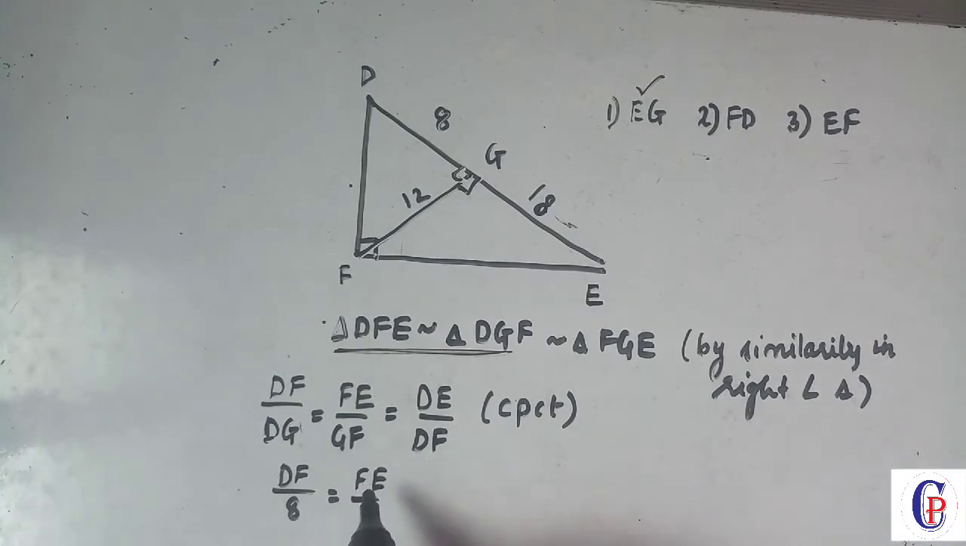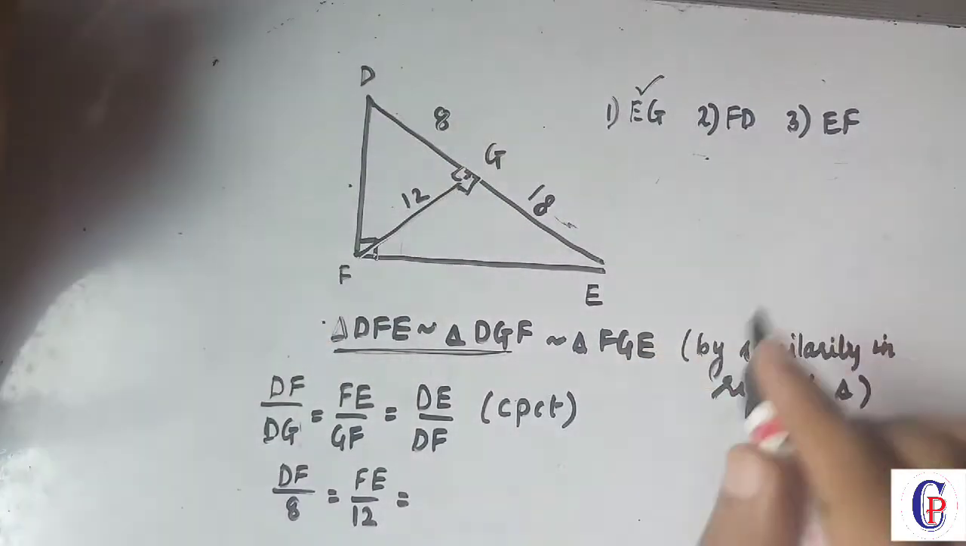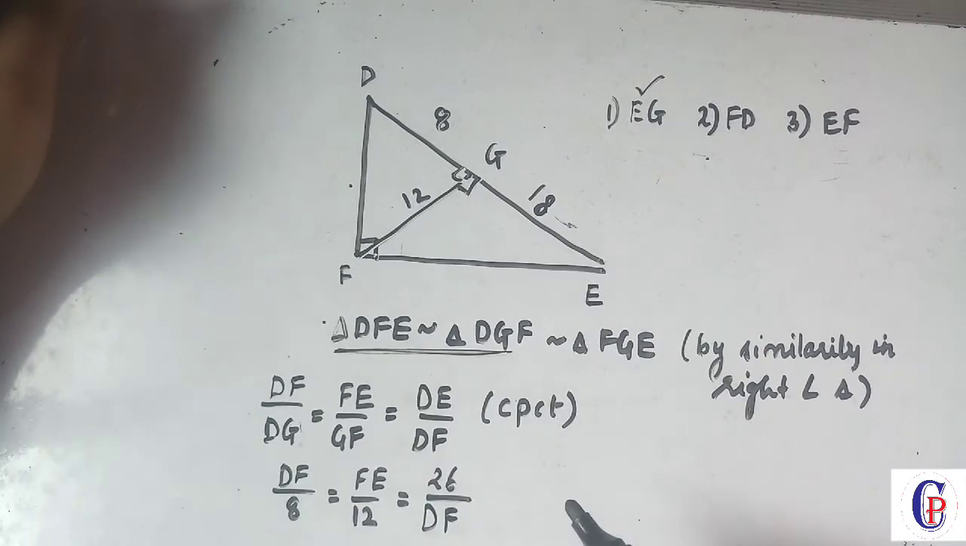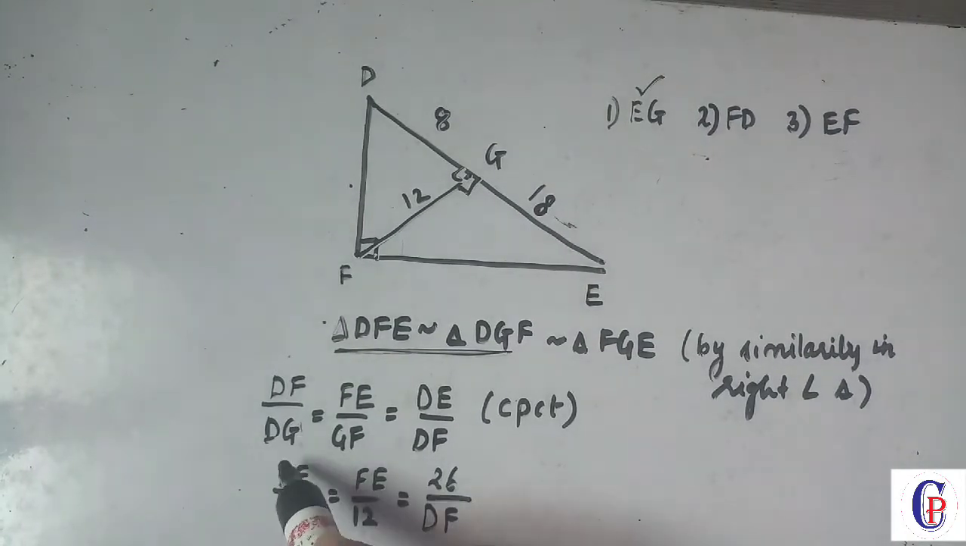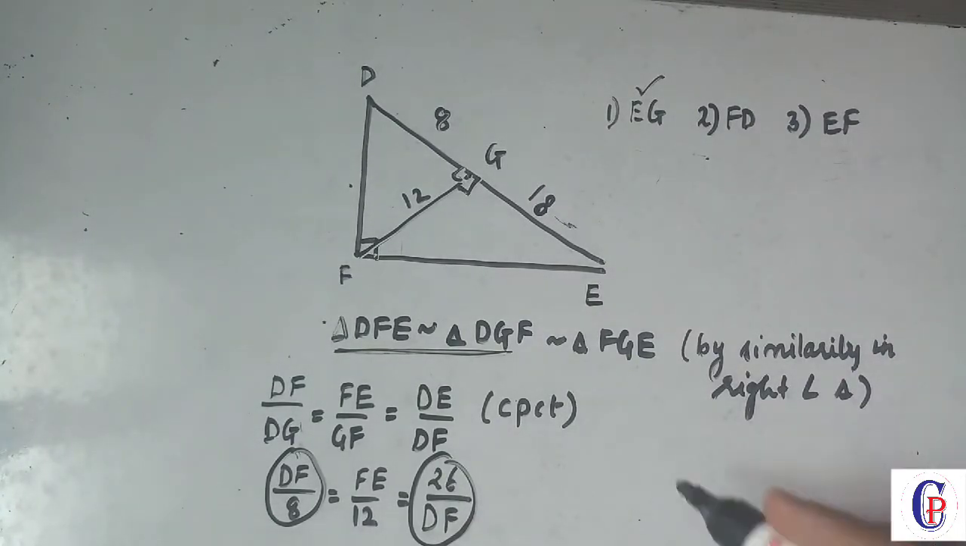Okay, GF is 12. DE, we know what it is, 8 plus 18, so of course it is 26. And then DF is not known. Now how do we solve this? Let us use the first part and this part. Let us solve for these two.